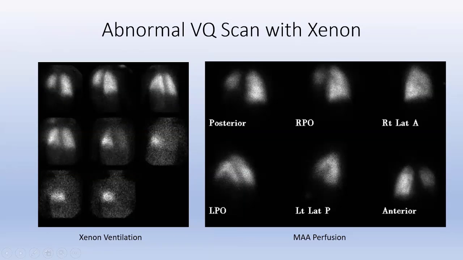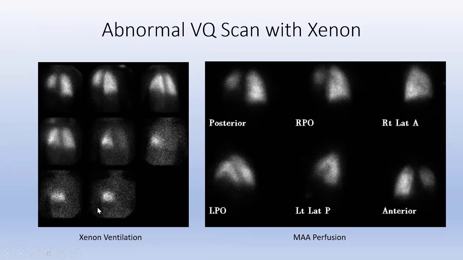Here we have an abnormal scan. We have xenon. Now this is abnormal for a different reason. We have a matched defect here. If you look here, you've got your initial breath. It goes into equilibration, and then they go into washout, and you have this big hot spot here.